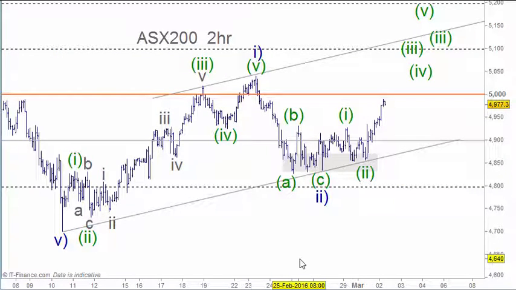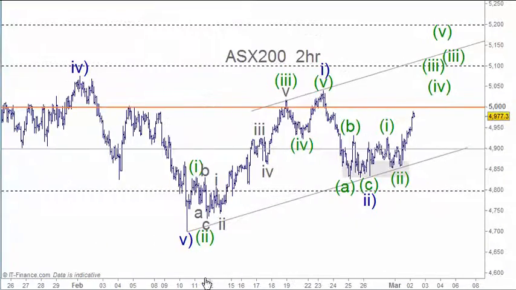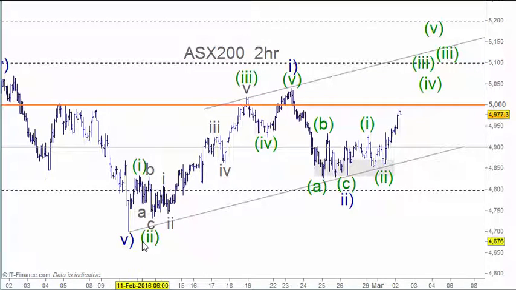So on the 2-hour chart, coming in from the low here, we're talking about wave 4, wave 5, low coming into play here. And we're looking at this as wave 1, moving up here in 5 waves, then an A wave and a B wave and a C wave over to here.